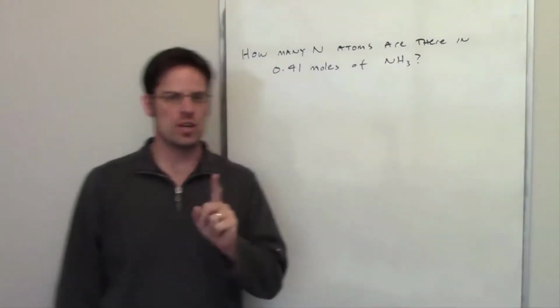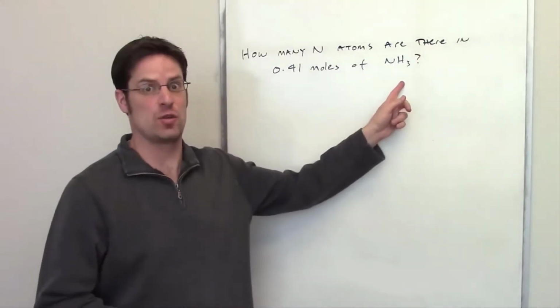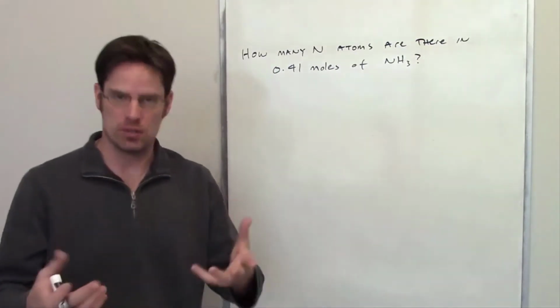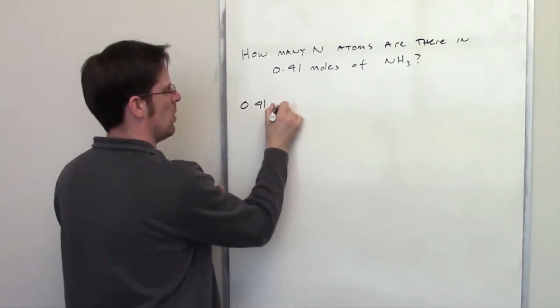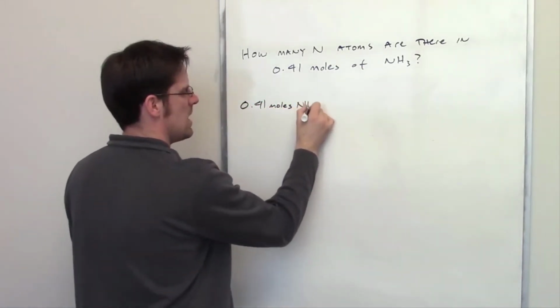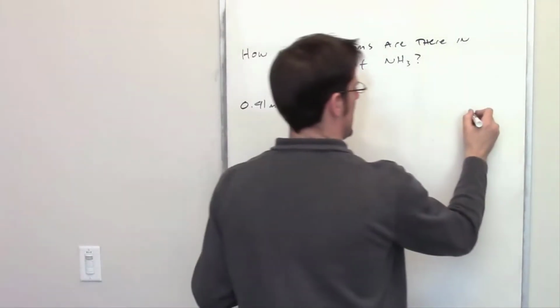How many nitrogen atoms are present in 0.41 moles of ammonia, or NH3? Well, here's how we would do that. First of all, I'm going to go ahead and write down 0.41 moles of NH3, and then we're going to just do some dimensional analysis until we get to nitrogen atoms at the end.